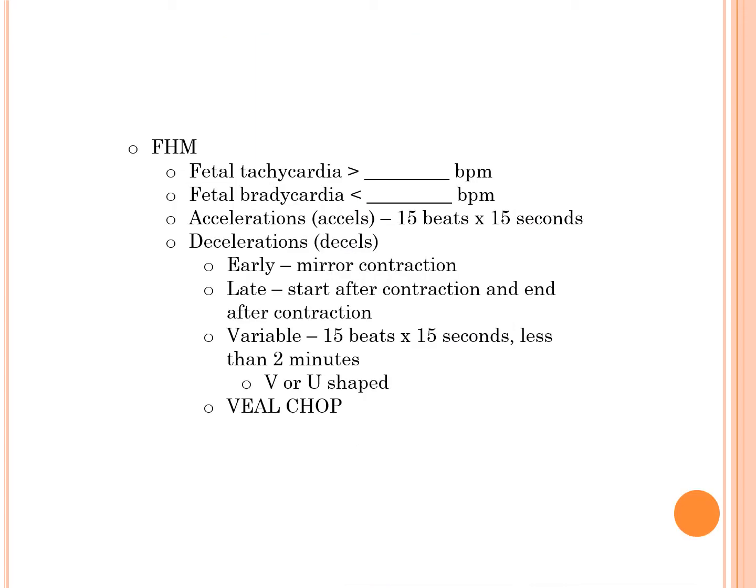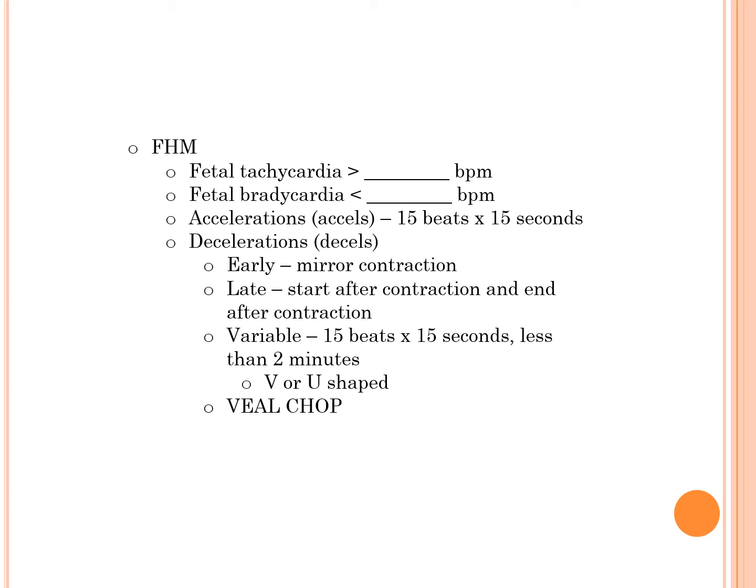So with the fetal heart rate, you can have fetal tachycardia. Fetal tachycardia is anything above 160. Fetal bradycardia is anything below 110. Accels on a baby who is 36 weeks or greater should be 15 beats by 15 seconds. So when you look at your fetal monitor paper, you have blocks. When you're looking from left to right, that's the seconds. And when you're looking from bottom to top, that's the beats per minute.